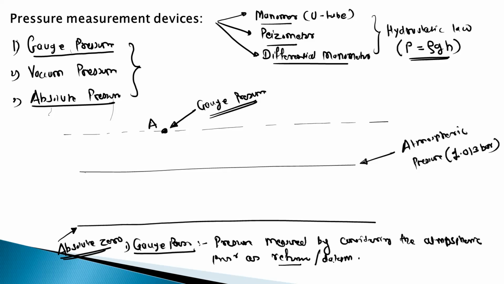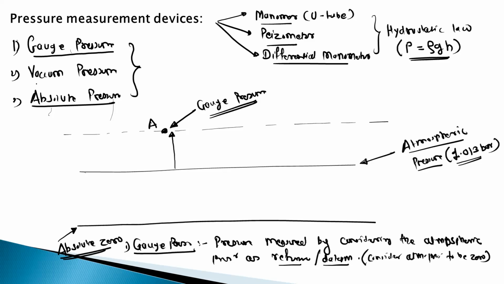What is the meaning of this reference or datum pressure? We neglect the atmospheric pressure. Actually atmospheric pressure is 1.013 bar, but for the gauge pressure, we just measure this pressure. We consider the atmospheric pressure to be zero. Actually it is not zero; there is a pressure of 1.013 bar, which is called the atmospheric pressure. So pressure measured by taking the atmospheric pressure line as a reference line or datum line is called a gauge pressure.